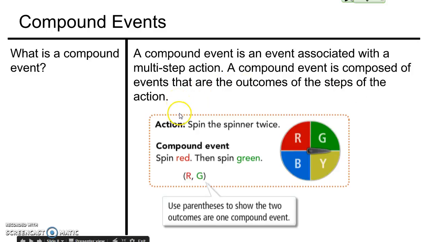So, for example, if we were doing the action that we are spinning the spinner twice, the compound event would be spin red, then spin green. So we're getting these outcomes associated with each part of the action. So red and then green, that's a 2-step action. The compound event would be the outcomes. And so with these compound events, we're going to use parentheses to show the 2 outcomes are one compound event. We're putting them together so we know that's part of one compound event.